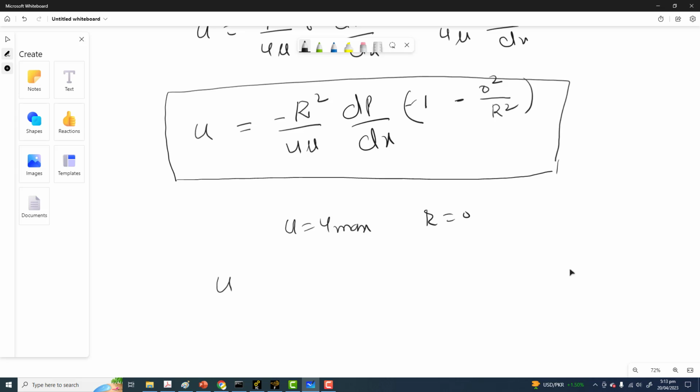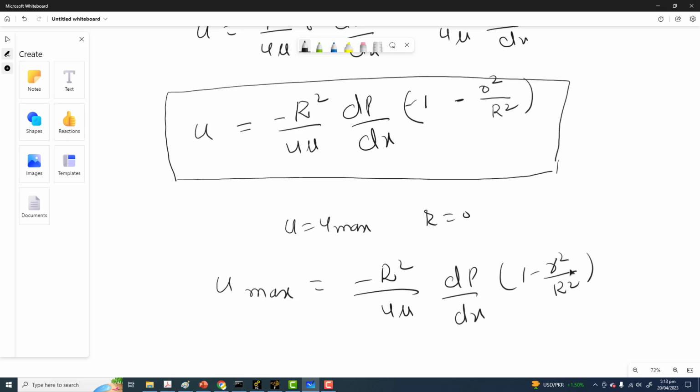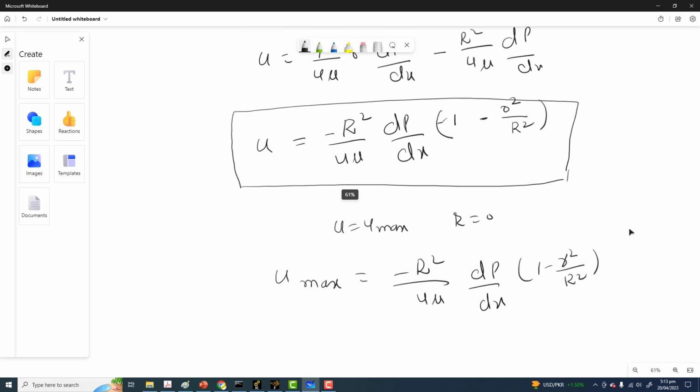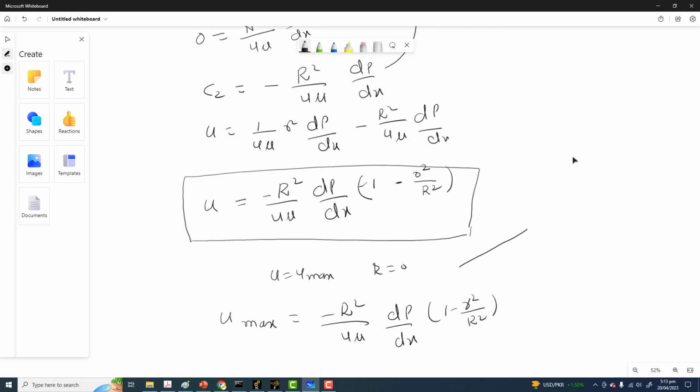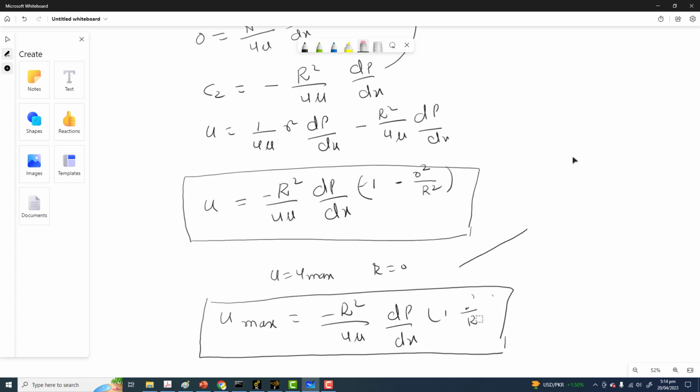So this u maximum will be minus r square upon 4 mu dp by dx, 1 minus r square upon r square. Now if you compare these two equations, the u equation and the u maximum equation, what do you see here? The u equation is this one and the u maximum equation is this one. If you compare them, you will see that this term will be 0 basically. This is when r is 0. Okay, so u maximum will be this term.